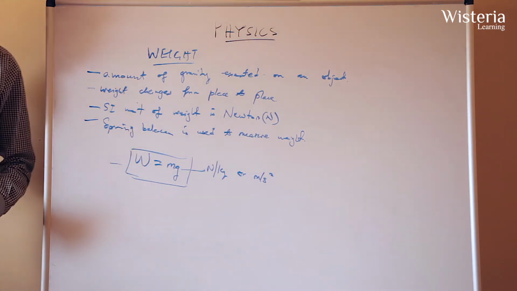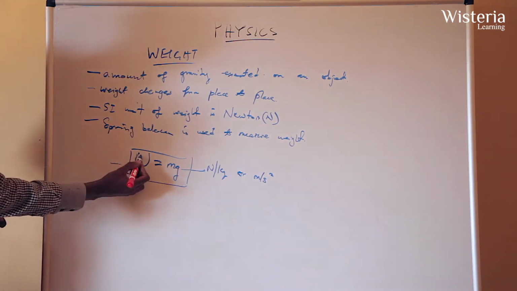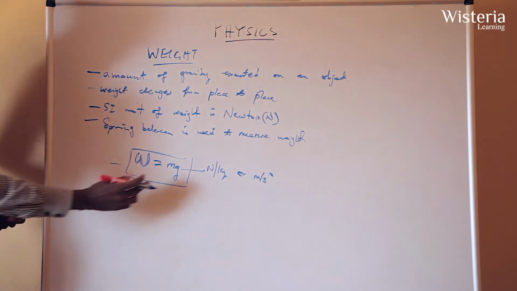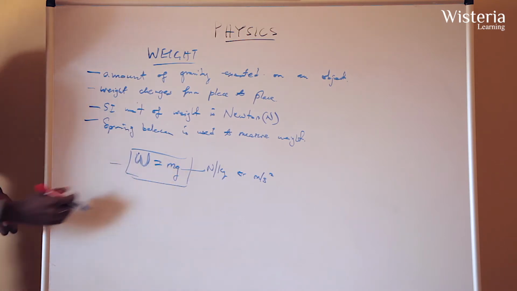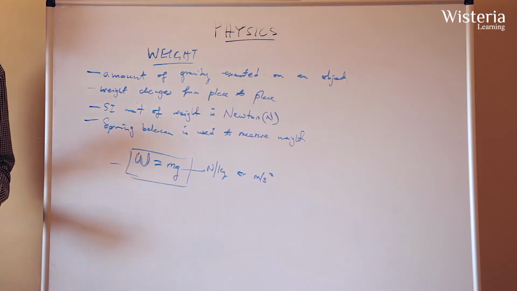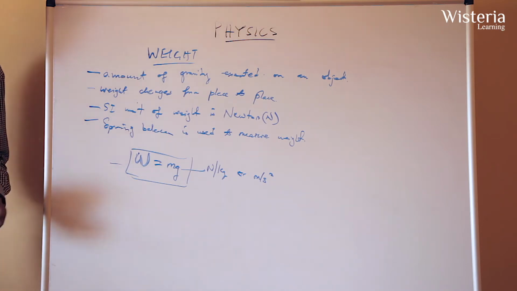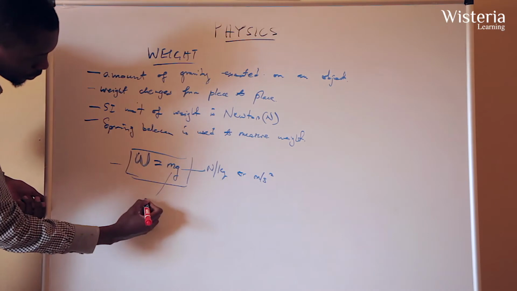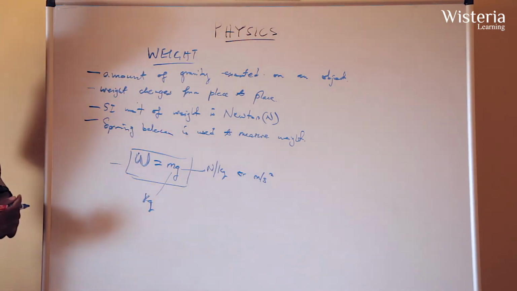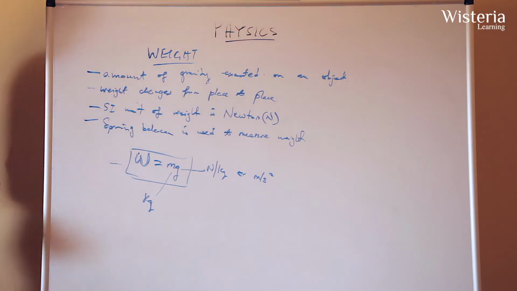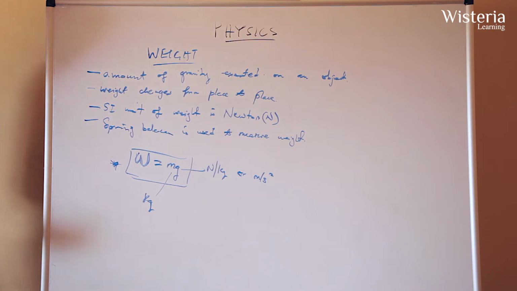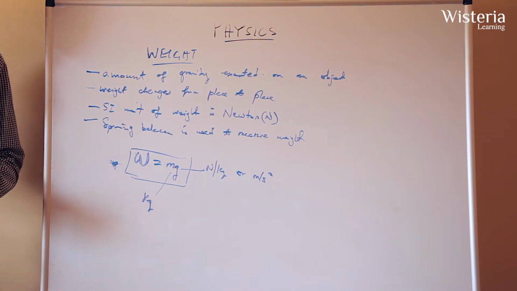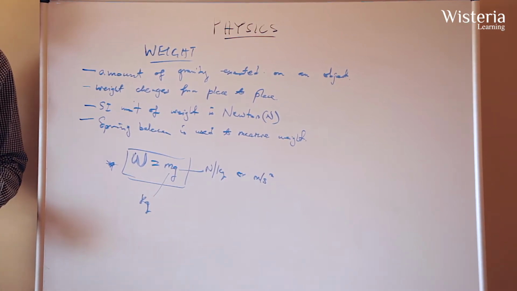Weight can be calculated using the formula capital W equals mg, where G in the formula is the gravity acting on the object, and M is the mass of the object in question, but its unit must be in kgs. So the mass has to be in kgs, and the gravity is in newtons per kg. So in order to determine the weight of an object, this is the formula that you use: capital W equals M times G. That's how you determine weight.